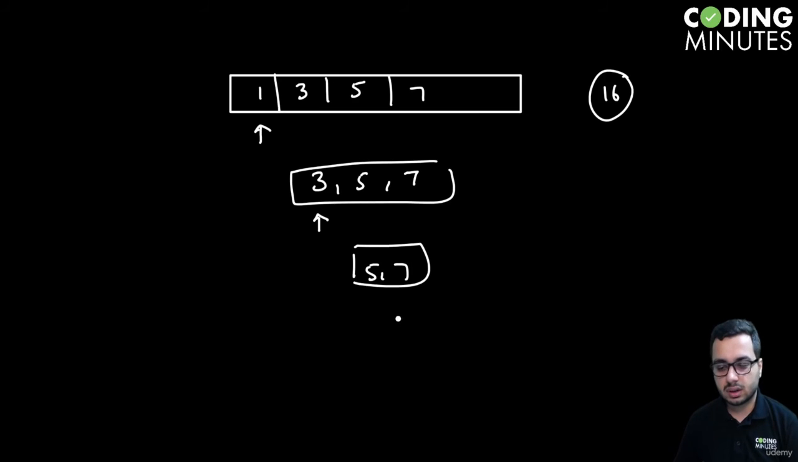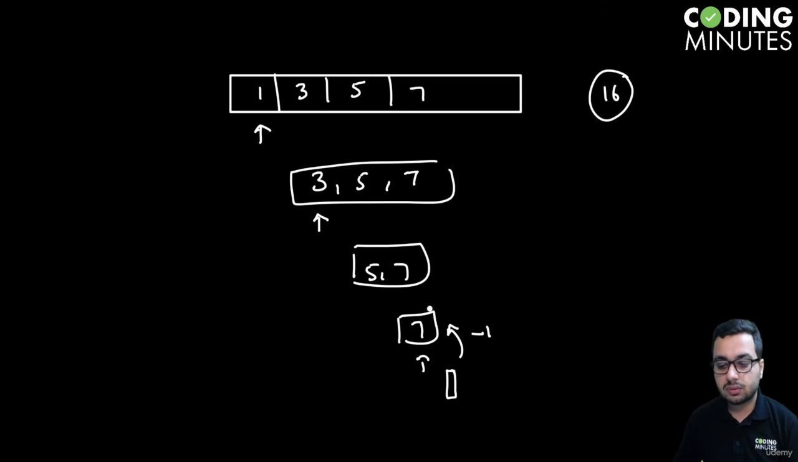You look at 5, it's not equal. You make a call on 7. And at 7 you see it's not equal to 16. You basically make a call on the null array. That means all your array is exhausted. And in this case we still need to return some value. So we will return, let's say, -1.